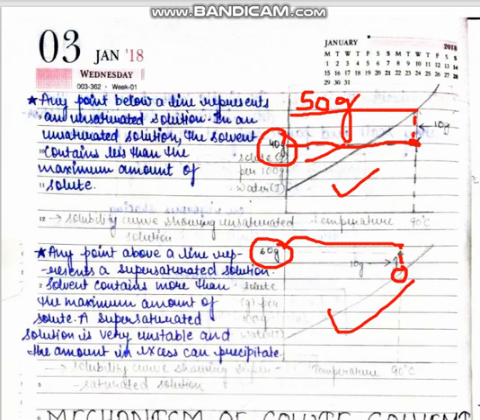If we prepare a saturated solution at room temperature and then increase the temperature, there are chances of adding some more solute in that solution, and that solution, after adding the excess amount of solute, now becomes the supersaturated solution.